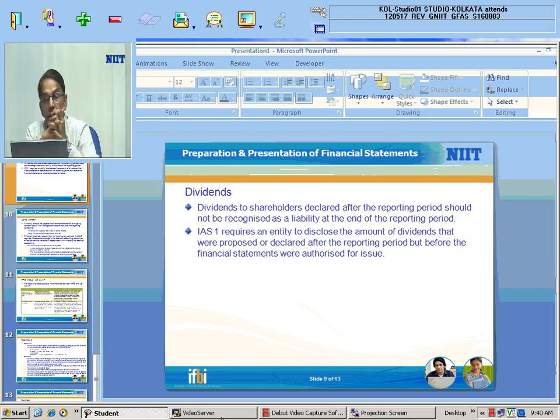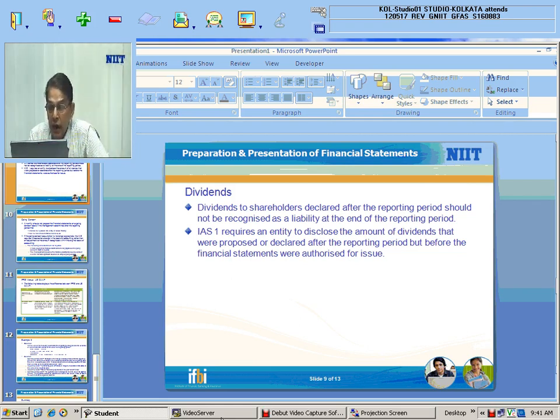Now, dividends to shareholders. Sometimes a company declares a dividend to shareholders after the reporting date, but before the authorization of the financial statements. Such a dividend declared after the reporting period should not be recognized as a liability at the end of the reporting period. This is the treatment regarding dividends.